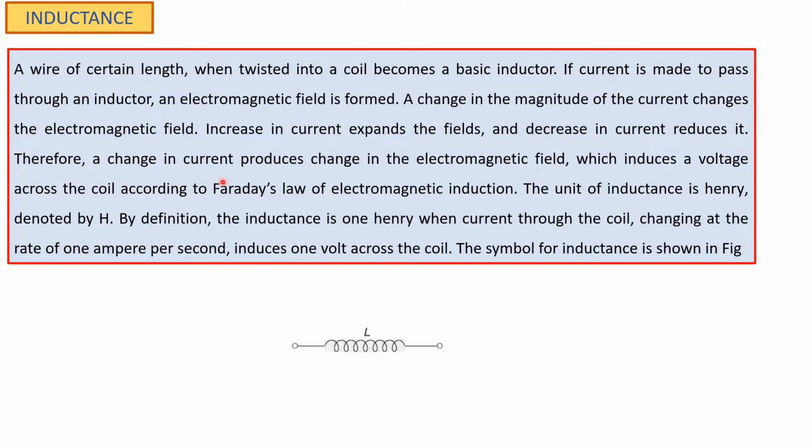Therefore, a change in current produces a change in the electromagnetic field, which induces a voltage across the coil according to Faraday's law of electromagnetic induction. The unit of inductance is the Henry, denoted by the letter H. By definition, inductance is 1 Henry when current through the coil changing at the rate of 1 ampere per second induces 1 volt across the coil. The symbol of inductance is shown in the figure.